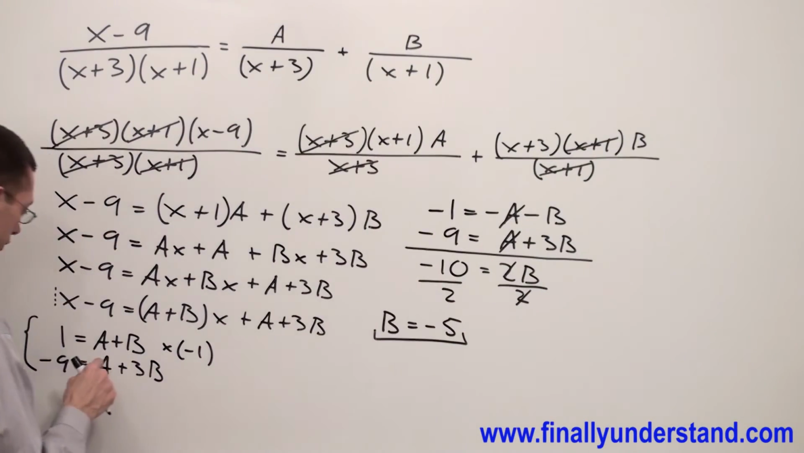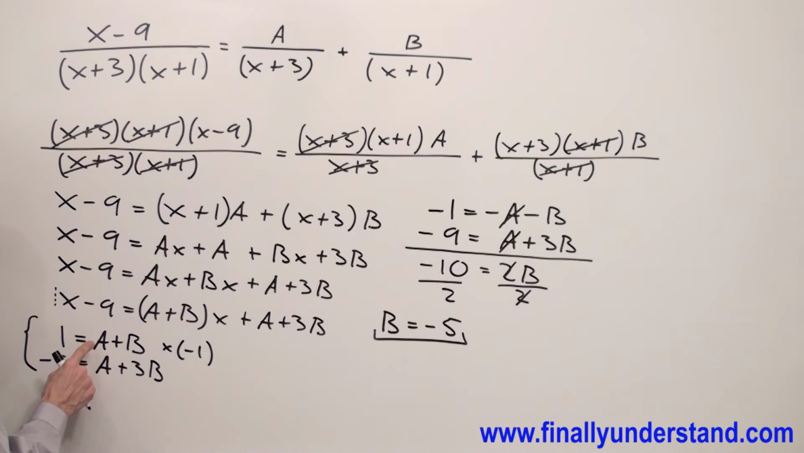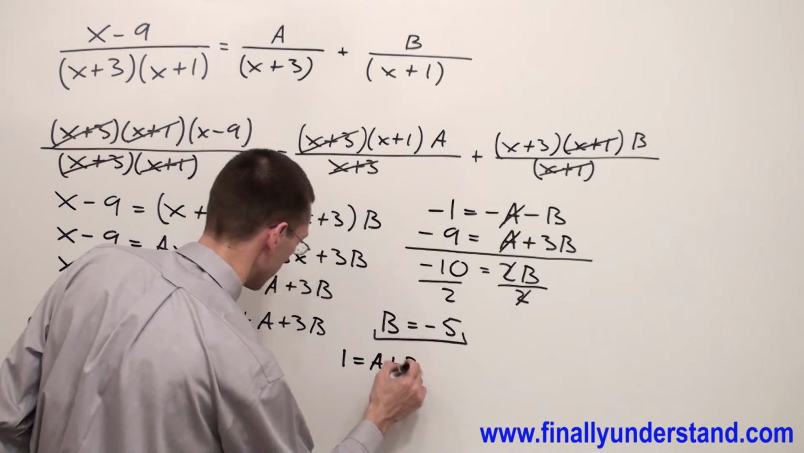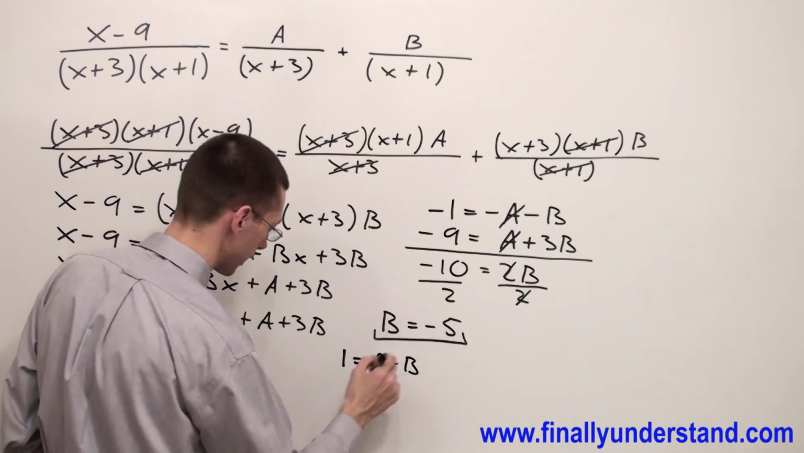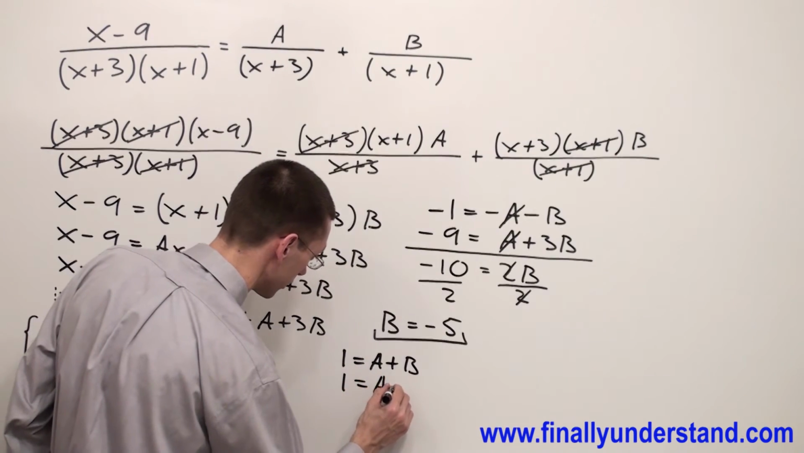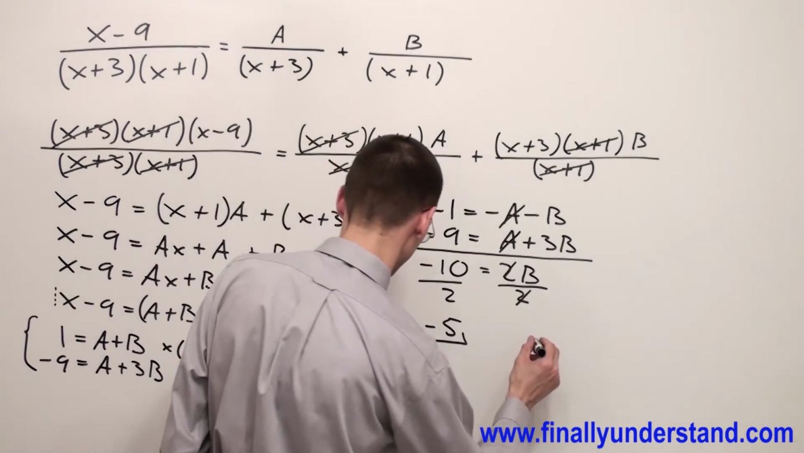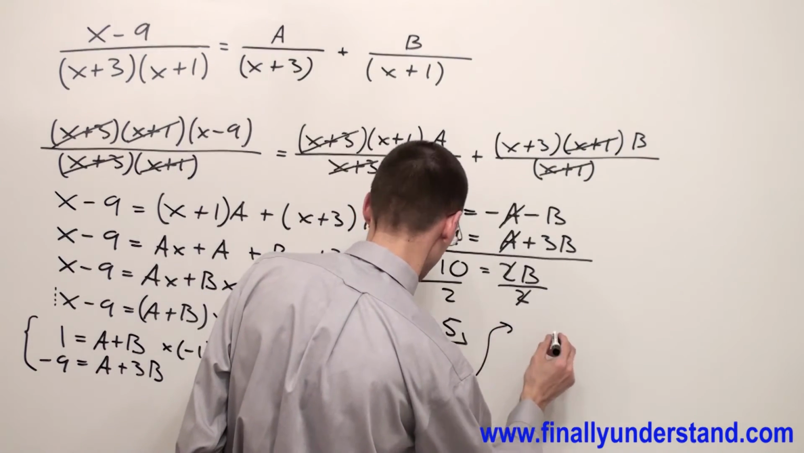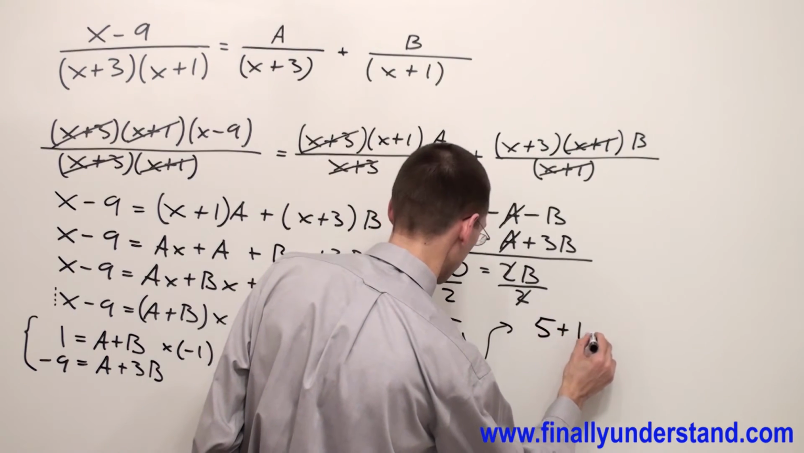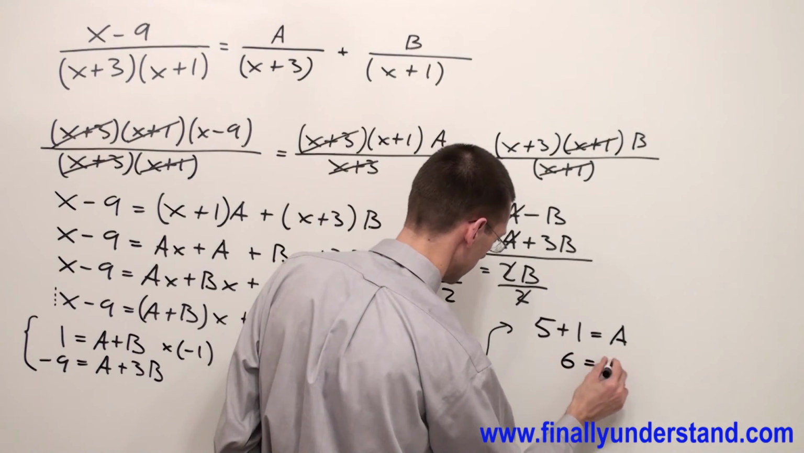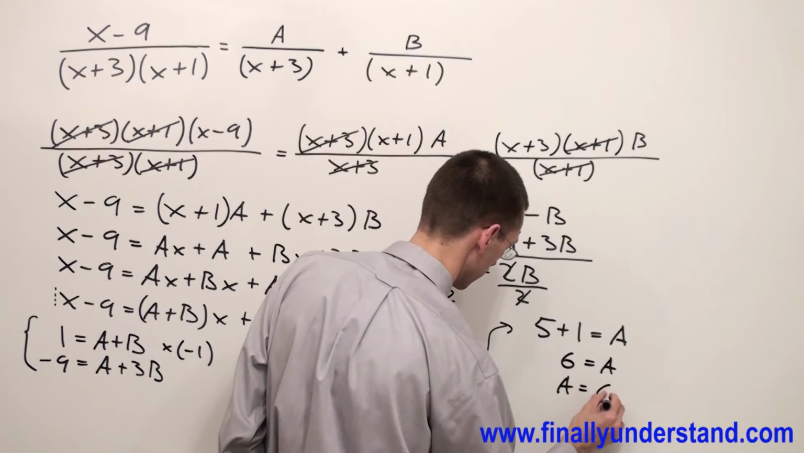Next, we're supposed to find the value of a. I'm going to find the value of a from the first equation because it's the simplest one. So I'm going to write 1 is equal to a plus b. b is equal to negative 5. So I'm going to write 1 is equal to a minus 5. Move negative 5 to the other side, and you will have 5 plus 1 equals a. 5 plus 1 is equal to 6. So I can say a is equal to 6.